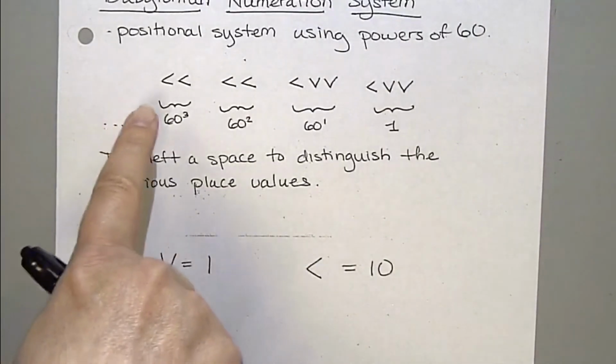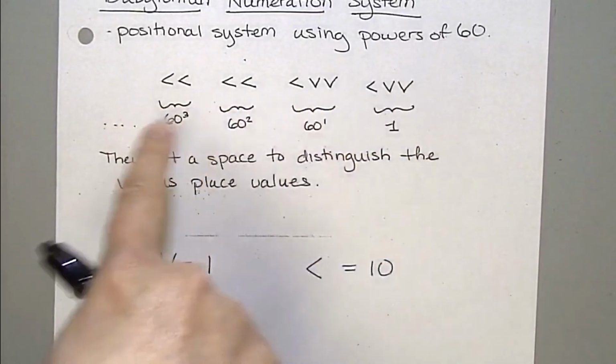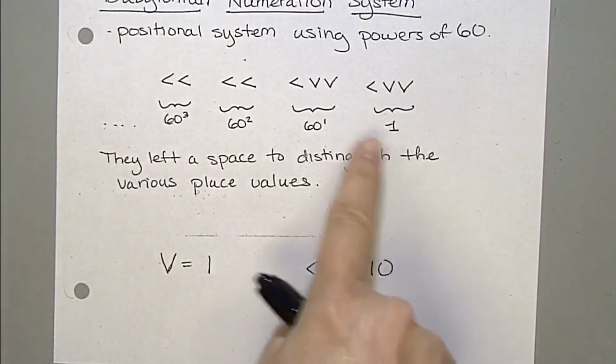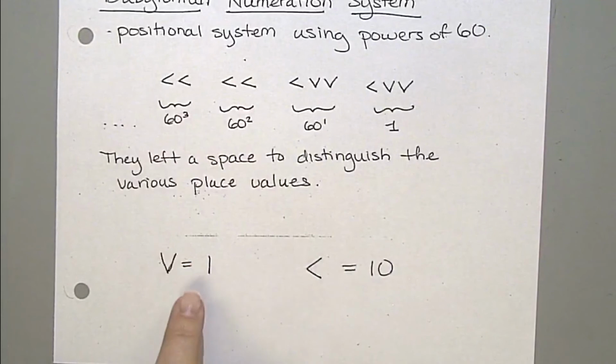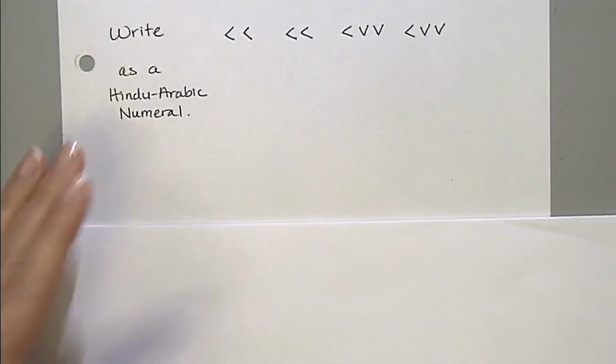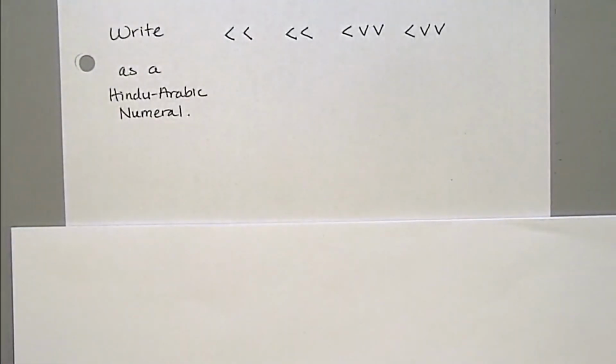Now we're actually going to determine the value of this numeral right here. And it's going to be really similar to what we just did with the Hindu-Arabic numerals. All right, so knowing the place values and knowing that this is a 1 and this is a 10. Here's how the homework problem might say, write this as a Hindu-Arabic numeral. Or it'll say, write the Babylonian numeral as a Hindu-Arabic numeral.